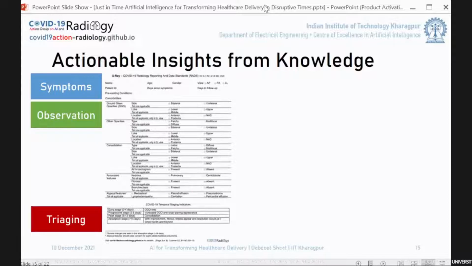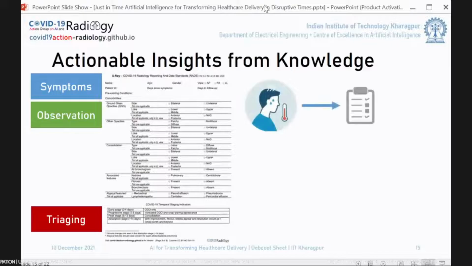And finally, there is something which we call triaging. So the triaging is essentially a score, a risk score indicator. So based on looking at a certain number of features, if you find a certain group of features, then you can say what is the risk factor associated with it. So that's the triaging which comes over here.